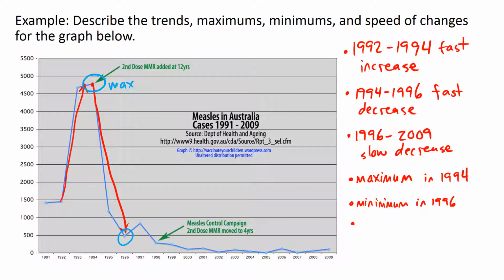But we have a really true minimum a couple of times in 2002, 2005, 2007, where the number of measles cases is basically zero. So we could also say other minimums, or we could call them lowest minimums in 2002, 2005, 2007.